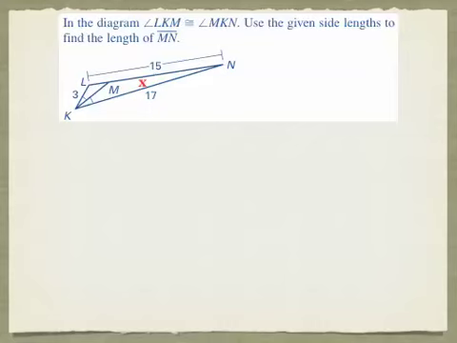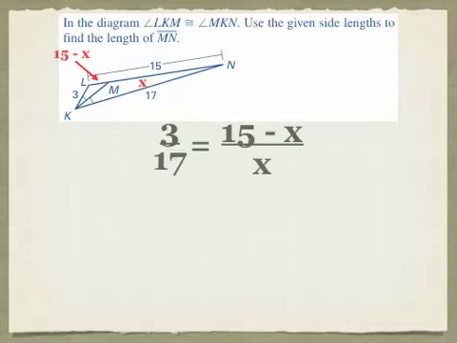I want to find MN, which would be x. X would be corresponding to the side LN, which is 15 of the whole outer triangle. And then we would have 17, which would be the length of KN. The way that I'm going to set up this proportion, first of all, LM would be 15 minus x. I'm going to set this up as 3 over 17, which would be my corresponding sides of the smallest triangle to the triangle KMN, and then equals 15 minus x over x, which would be my corresponding sides for the middle length sides.